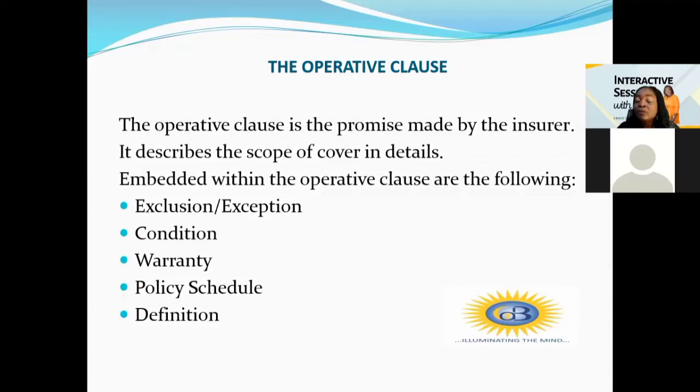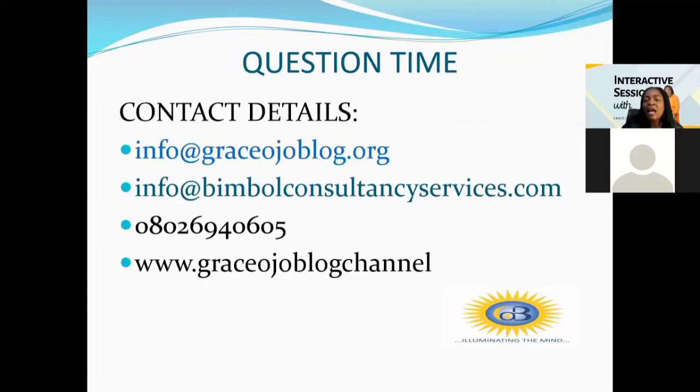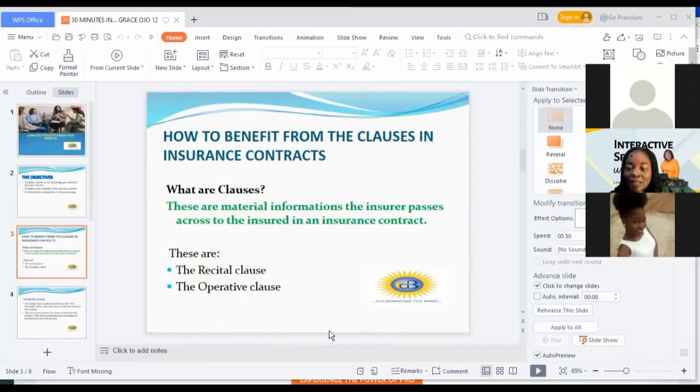I've been able to talk about the clauses in an insurance contract, and I've said that they are categorized basically into two, which are recital clause and operative clause. So I want to believe that with this understanding, we have a better understanding of all these concepts in insurance. Thank you very much. Because of our time, I want to give room for questions now.